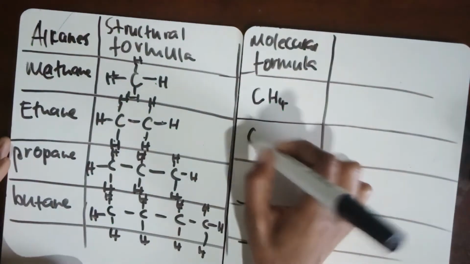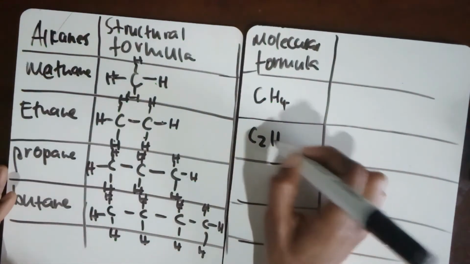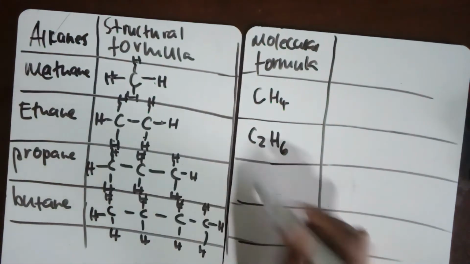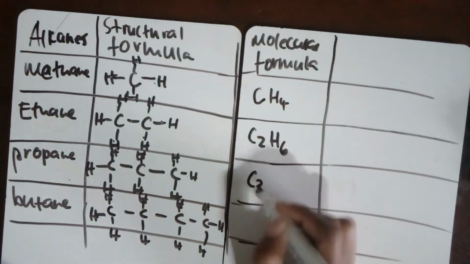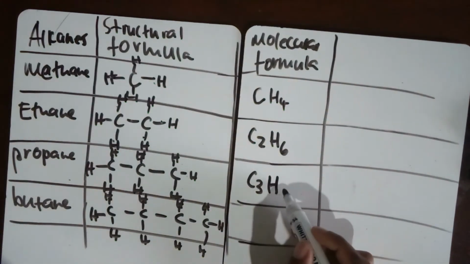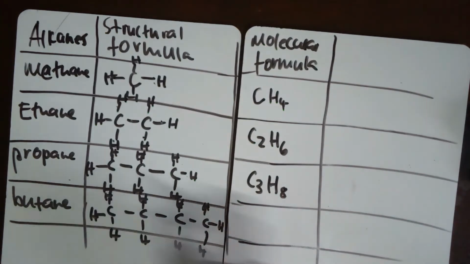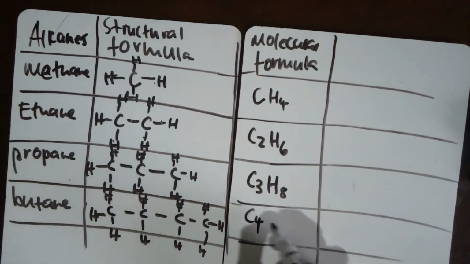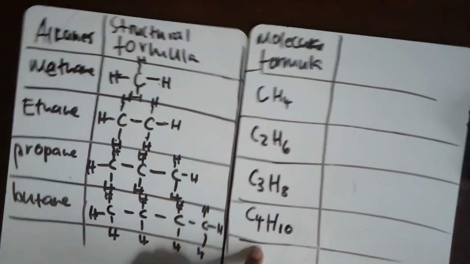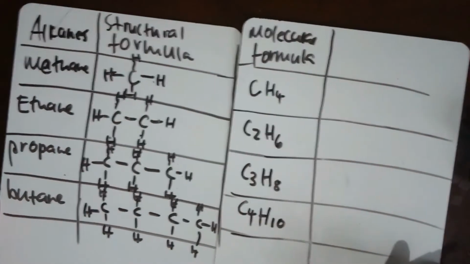Ethane has 2 carbons and 6 hydrogen atoms. You can count: 3, 4, 5, 6. Propane has 3 carbons, and how many hydrogens? It has 8. Butane has 4 carbon atoms. How many hydrogens does it have? It has 10. And then the same thing can just continue.